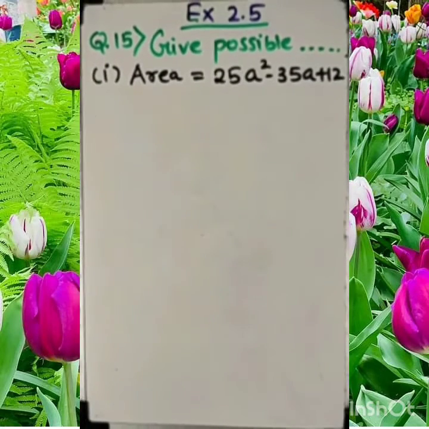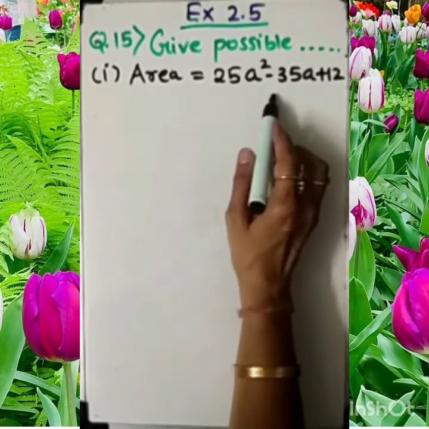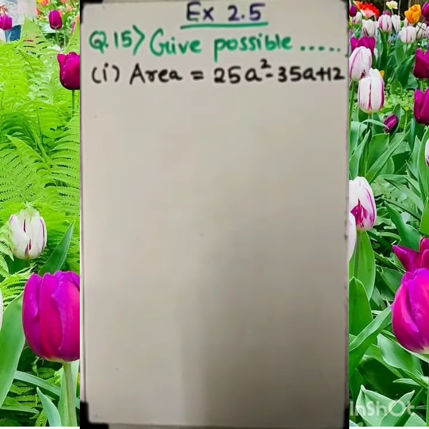Split means we have to split it in such a way that we have the factors, and we can mention the length and the breadth according to that. Fine. So here first we are given area equal to 25a square minus 35a plus 12. So we need to have the factors so that we can write the area in factorization form, as length into breadth. Fine. So let's work it out.